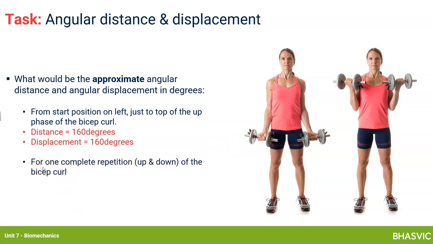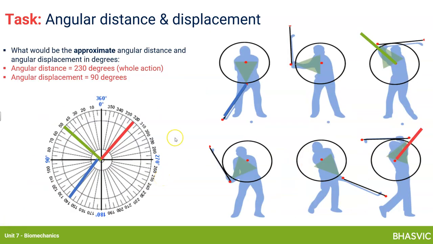But what about if it was a complete repetition? So going up and coming down. What would be the angular distance for the up and down full repetition? So they move 160 up and 160 down, which gives us a total of 320 degrees total angular distance moved. And what would the displacement be? They go up, they go down, so they start and finish here. I'm sure you know the angular displacement would be 0. Okay, exactly the same principles. You guys will of course need to come up with your own gymnastics and other sporting examples. Here's a slightly more involved example. See if you can get your head around this.